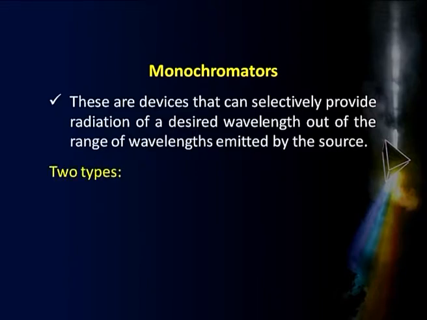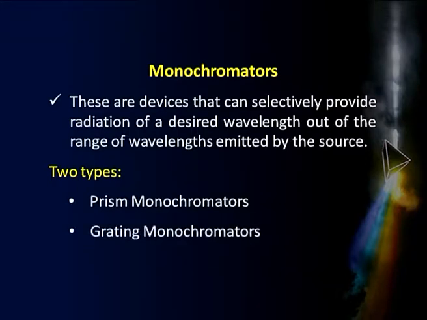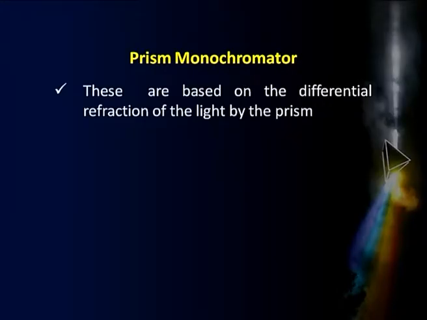And there are two types of monochromators we have. One is called prism monochromators, as the name suggests we are using a prism in this case, and the second one is we are using a grating. And let us see what a prism monochromator is.